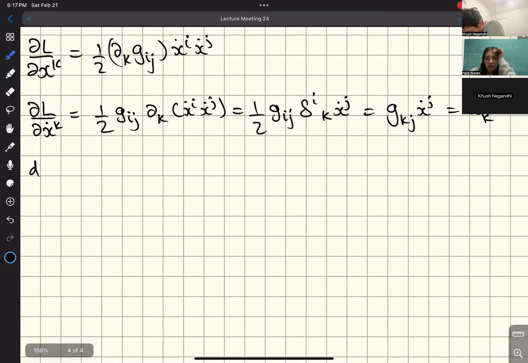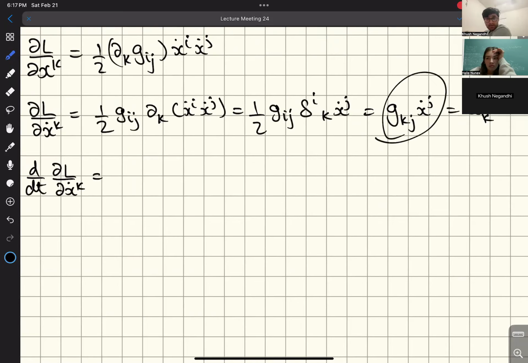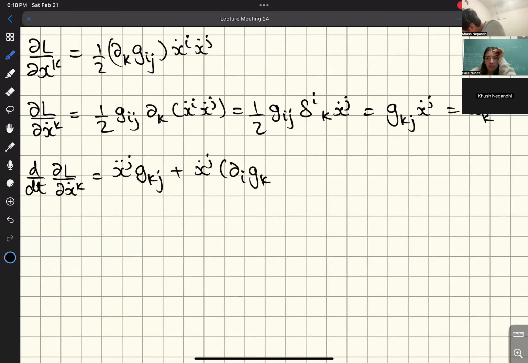Okay. Now let's take d by dt of this, and I'll actually make use of this. Making use of that, we get that this is x double dot j g_kj plus x dot j partial_i g_kj x dot i. And this comes from the chain rule. Sorry, I just wrote it weirdly in my notes.